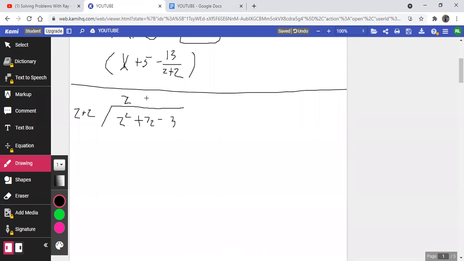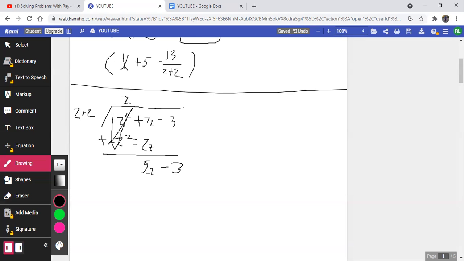So z times z is z squared. And then 2 times z is 2z. Okay. And then now we subtract. So keep, change, and then flip. These two cancel out. And then we're left with 7z minus 2z, which is just 5z minus 3.